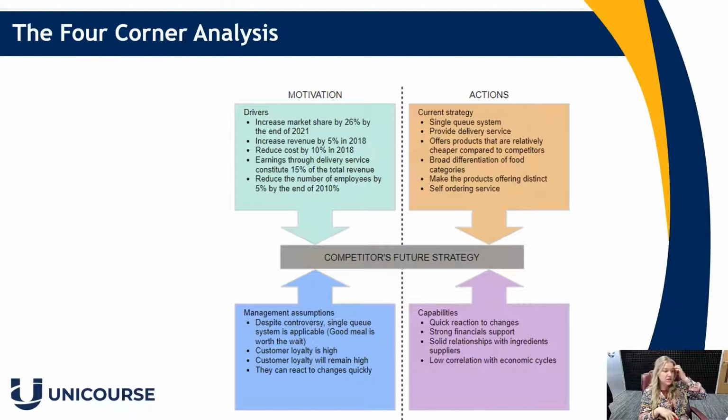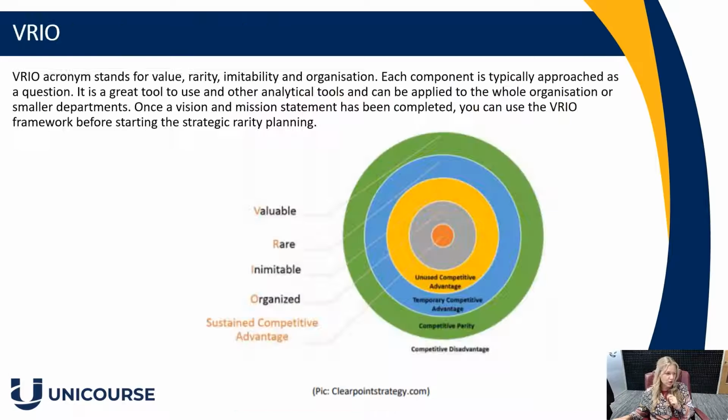Look at the management assumptions, and you can look at, is the customer loyalty high? Have they got a good customer loyalty scheme? Maybe you need to think about what their capabilities are and think, do they have quick reactions to change? What can you learn from them to be able to adapt to change as quickly as they can? So this is a good visual for you to be able to use or to link to when thinking about the four cornerstone analysis.